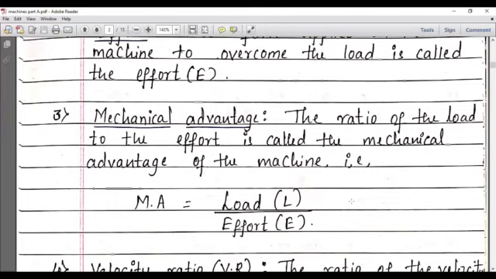Second, if load is greater than effort, what happens? If load is greater than effort, then mechanical advantage will be greater than 1. And if the load is less than the effort, it means effort is greater than the load, so in this case the mechanical advantage will be less than 1. So mechanical advantage is a pure ratio. It doesn't have any unit.